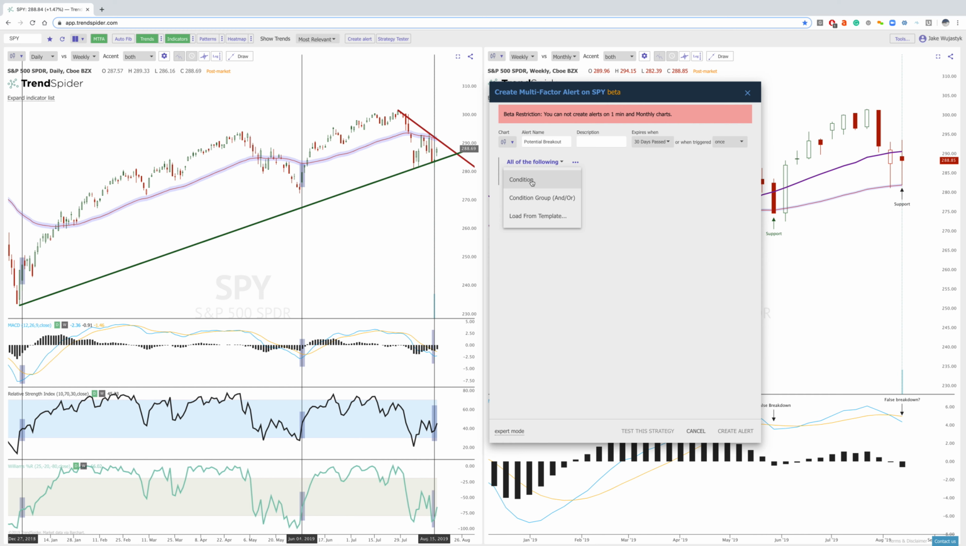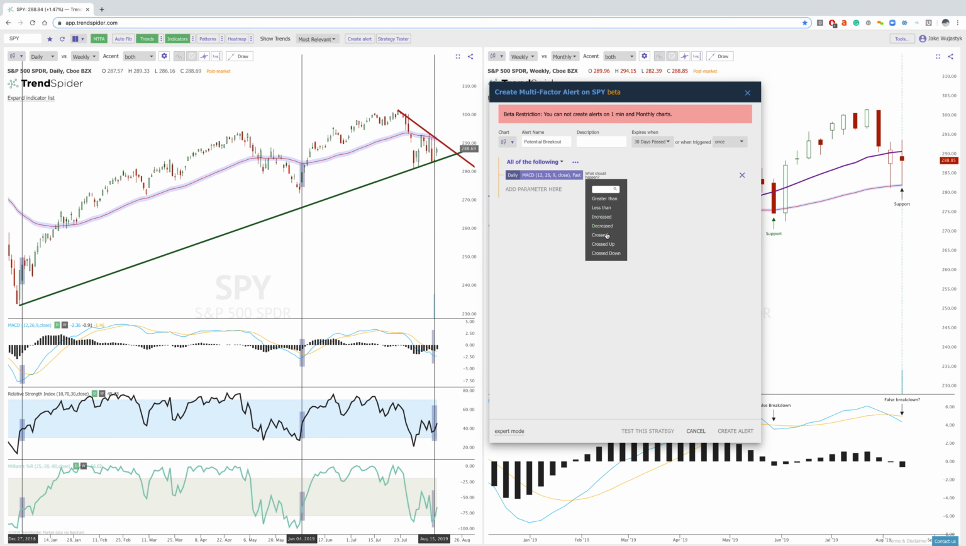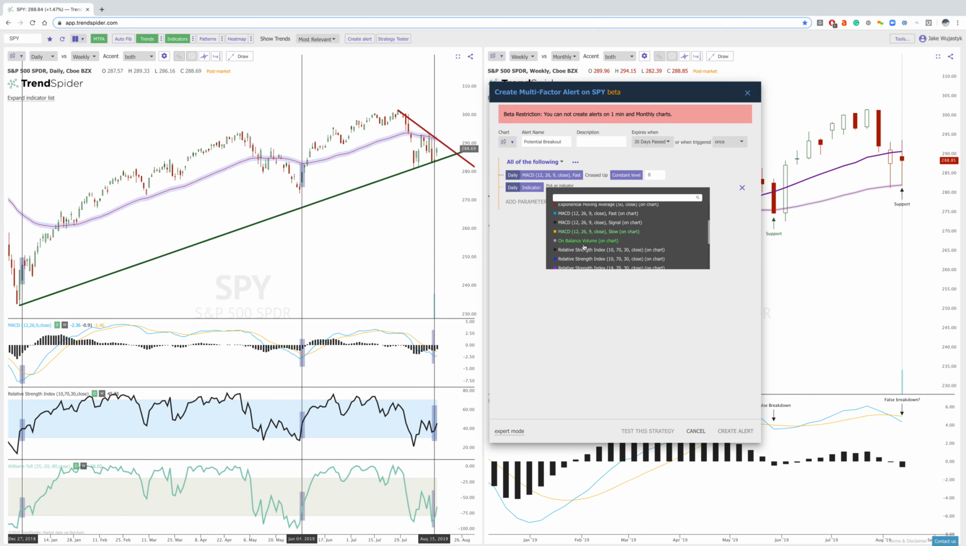But in this case, I want the condition daily, and this is the indicator. I'm looking for the MACD fast to cross up through the constant level of 0. The next parameter that I'm looking for is I'm looking for that RSI to break through, let's say 55. So daily indicator RSI has crossed up through the constant level of, let's say, 55.